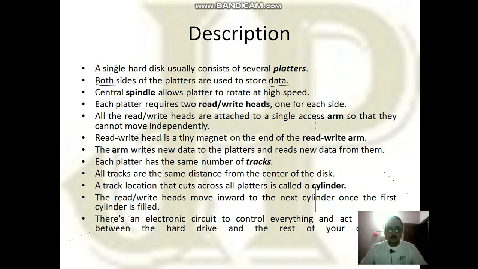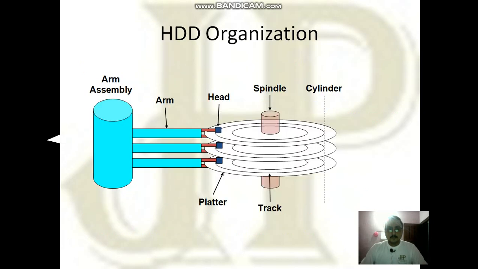So to store data on both sides, we need two read-write heads, one for each side. Here you will see in brown color, this is in upper direction and this is in downward side. These are read-write heads to read the data as well as write the data on platters.